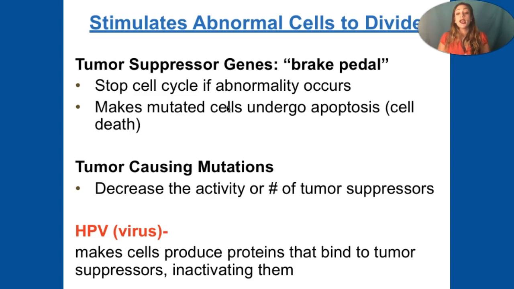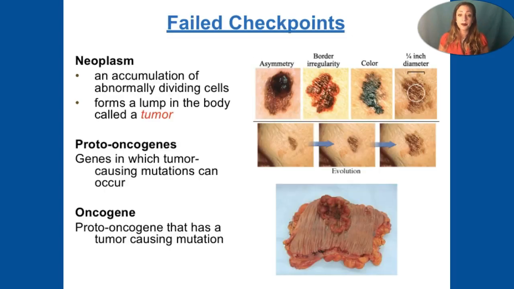HPV, which is a virus, makes cells produce proteins that bind to tumor suppressors. Just like how we learned about enzymes, if you have an inhibitor come in and block the active site, then what should be attaching there cannot attach. That's what HPV does. It causes proteins to bind to these tumor suppressor genes, and that makes them inactive. They can't do their job. So that's why HPV eventually leads to cancer, because there's nothing to stop mutated cells from continuing to divide. So it's very important to get the vaccine for that, or at least to get tested for that.